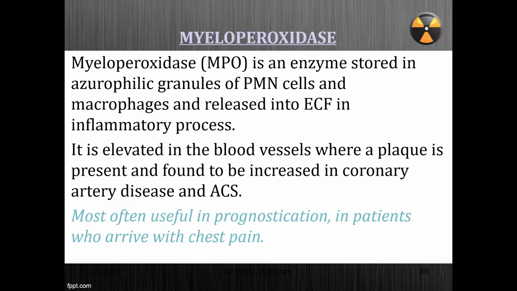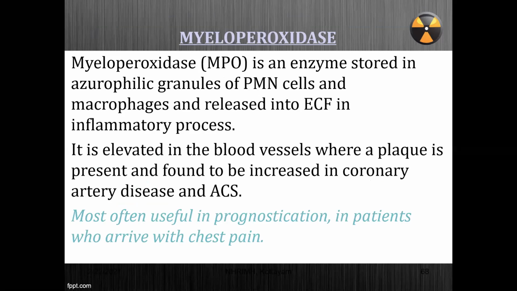Myeloperoxidase is an enzyme stored in the granules of polymorphonuclear cells. The WBCs that are polymorphonuclear cells are the granulocytes. This myeloperoxidase enzyme is stored in those granules, so it is released into the extracellular space when there is inflammation in the blood.